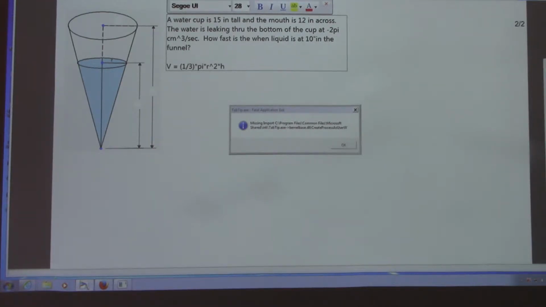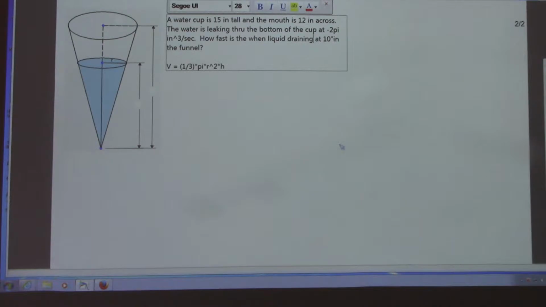A water cup is 15 inches tall and the mouth is 12 inches across. The water is leaking through the bottom of the cup at 2 pi inches cubed per second. How fast is the liquid draining at 10 inches? Okay? Hopefully y'all got that. Hopefully I haven't messed up anything.